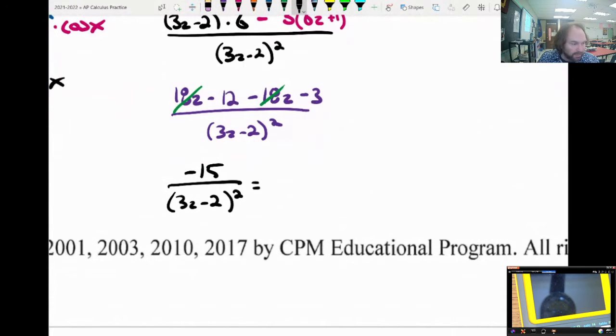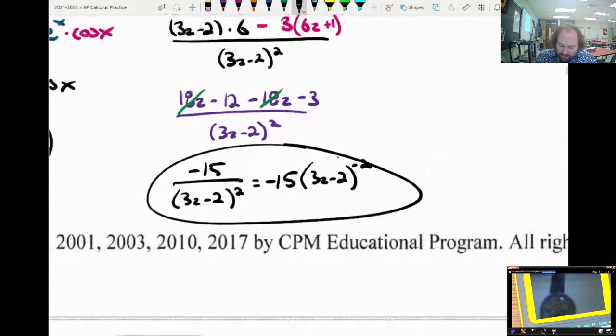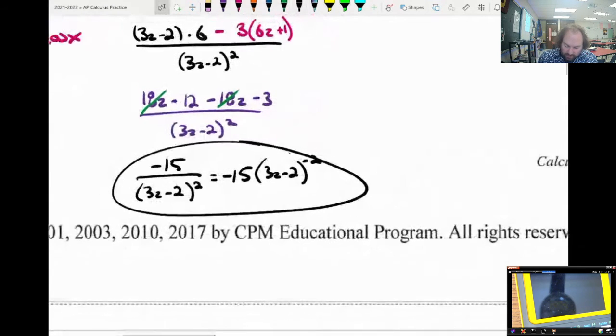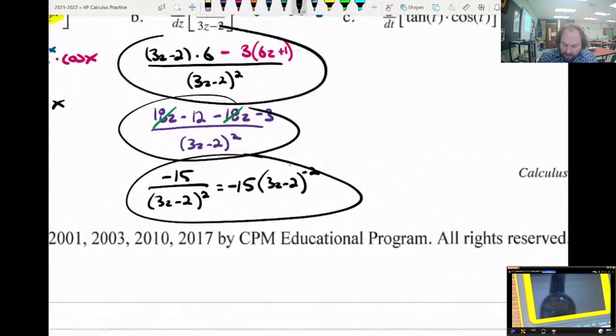I'm looking at the published answer in the book, and they write negative 15 times 3z minus 2 to the negative second power. I guess we've seen a few multiple choice questions at this point, and I just want to point out that all of these actually are the answer. Any one of them on a free response question would be accepted for full credit, but on a multiple choice situation, you might need to go a couple more algebra steps because there's a good chance that they would present this as one of the options and expect you to understand the connection.